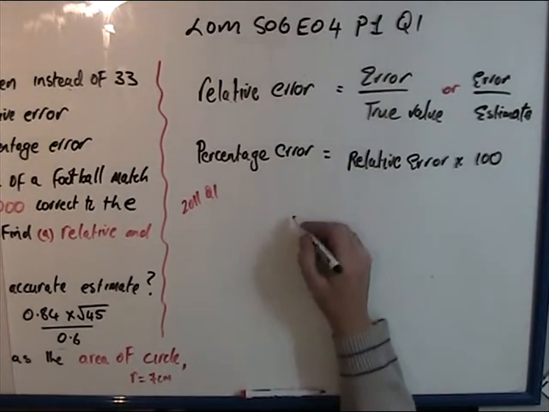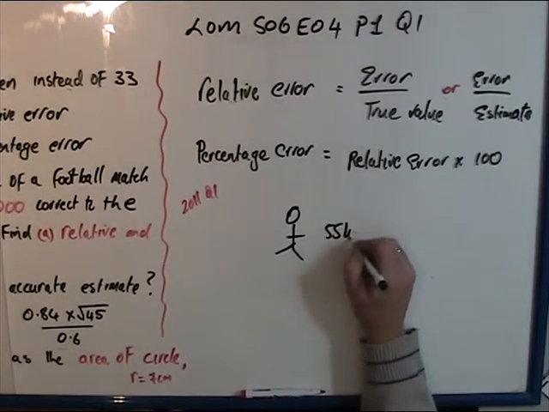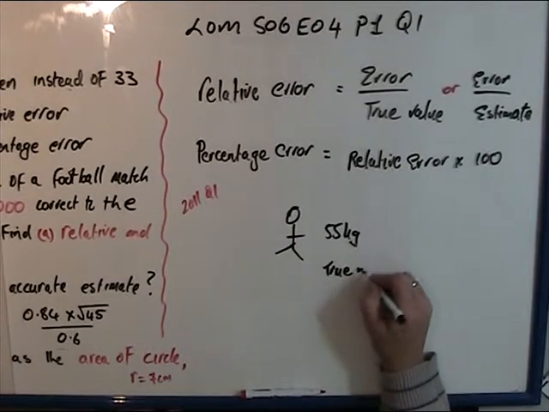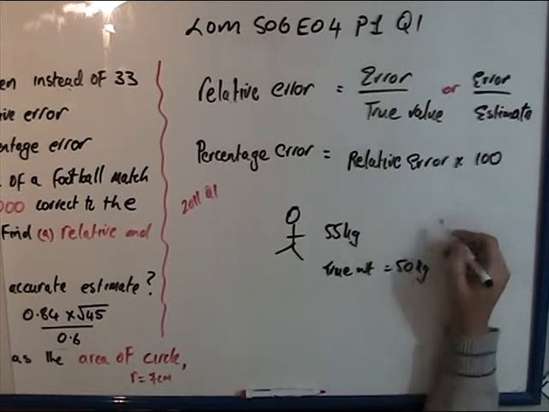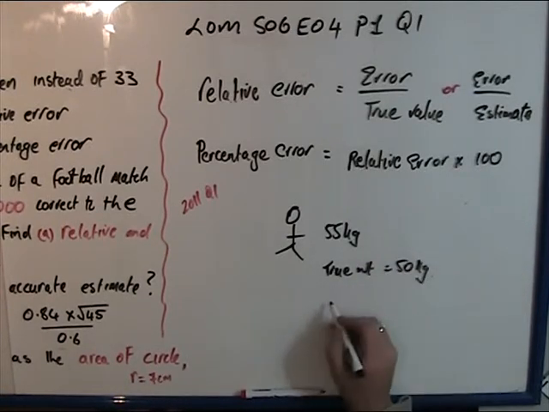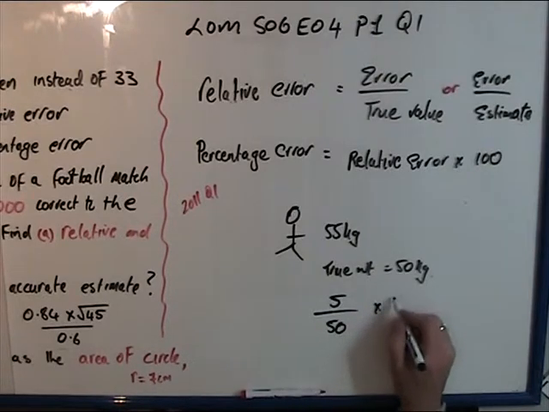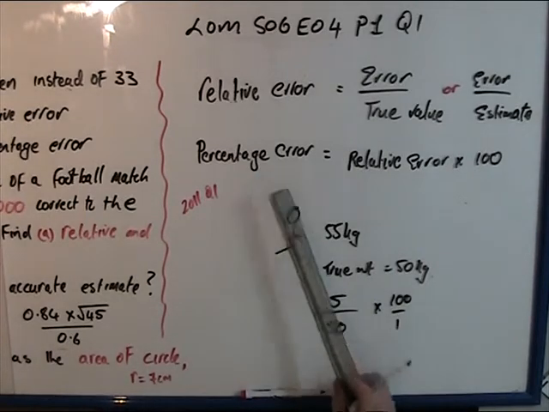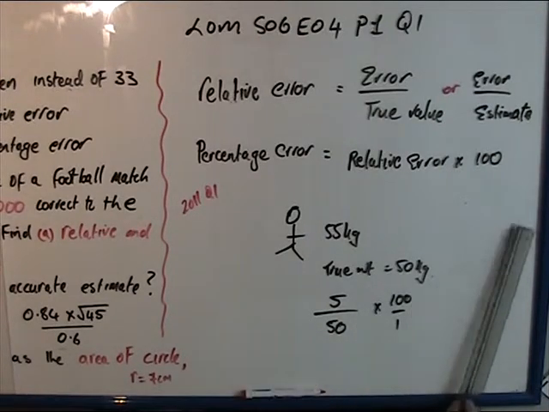So for example, you see a guy and you say, I think his weight is 55 kilos and his true weight is equal to 50 kilos. So the error, the difference between the two of them, is 5 kilos. So that's 5 kilos over the true weight, which is 50, multiplied by 100 over 1 to get the percentage error. Okay, so this gives you the relative error. And when you multiply by 100, it gives you the percentage error.